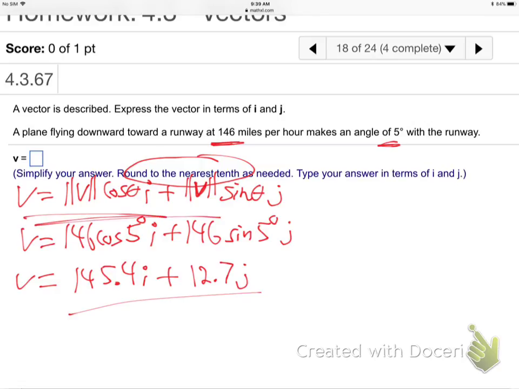Meaning this formula right here. And that's how you will convert from magnitude and angle to I and J. Questions on that one? And of course you need the unit circle.